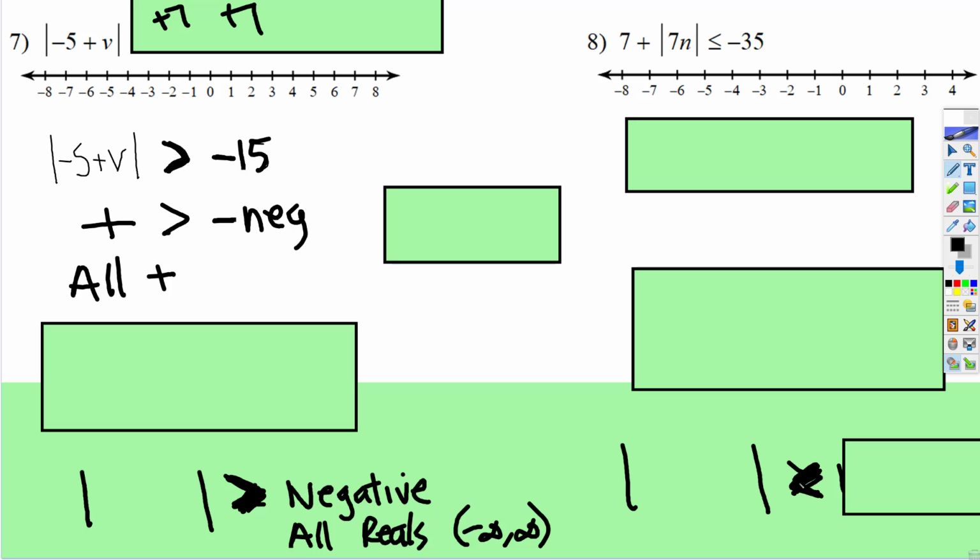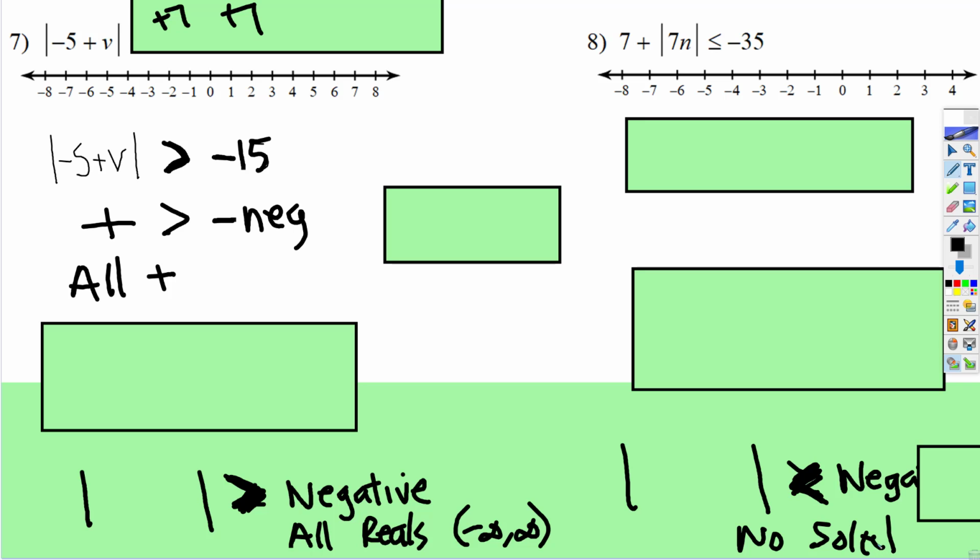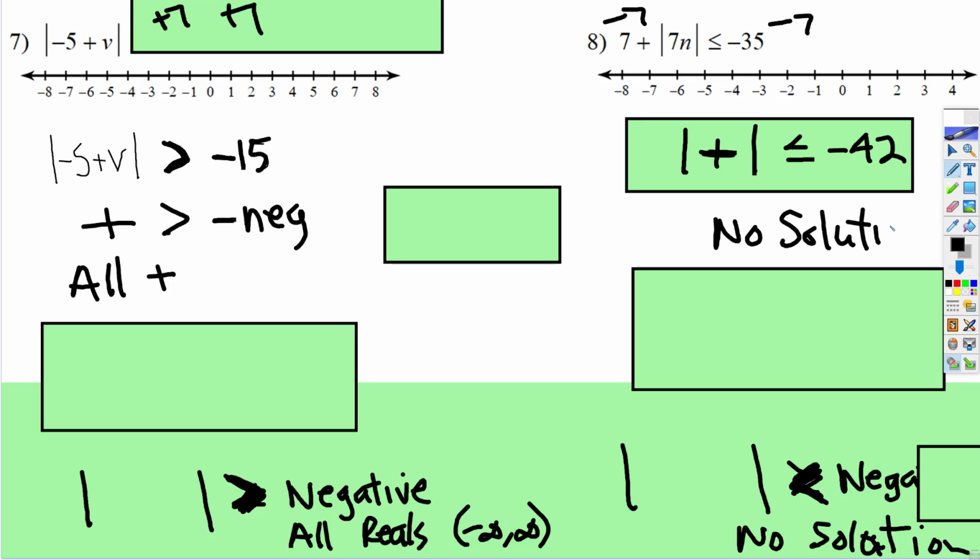When you've got distance from 0 is less than a negative number, well, that can't be. A distance can't be negative, so that would be no solution. So if we subtracted 7 from both sides, we would have the absolute value is less than or equal to a negative number. Well, a positive value cannot be less than a negative. So no solution. All right, that's it for this one.